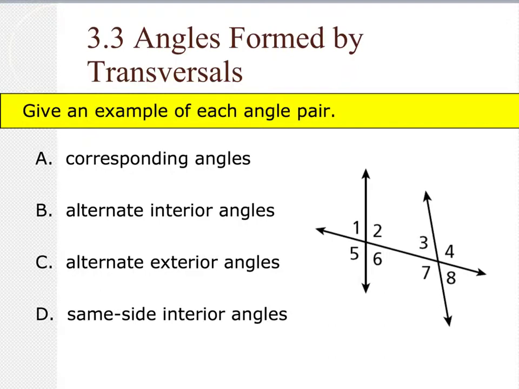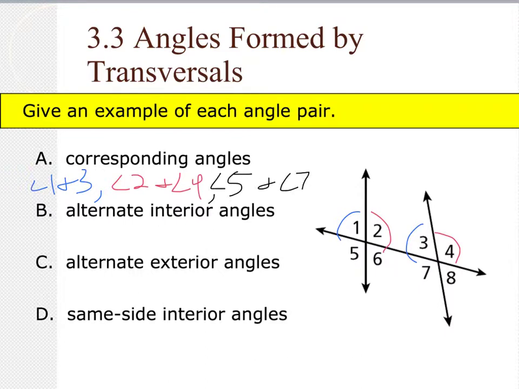Okay, I'm going to whip through the answers very quickly. All right, so we have angle 1 and angle 3. Those are corresponding angles. We also have angles 2 and 4, corresponding angles. Same side of the transversal, same side of their corresponding lines. We also have angle 5 and angle 7, corresponding angles. And last but not least, we have angle 6 and angle 8, corresponding angles.